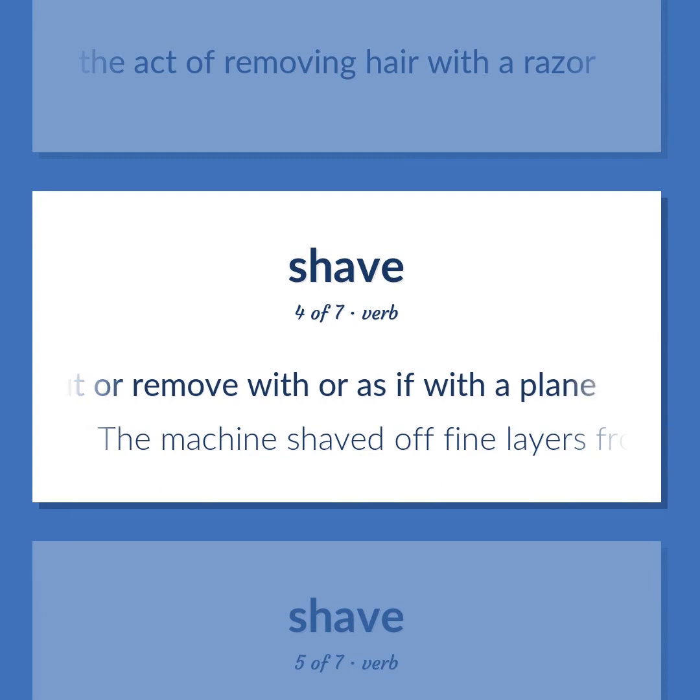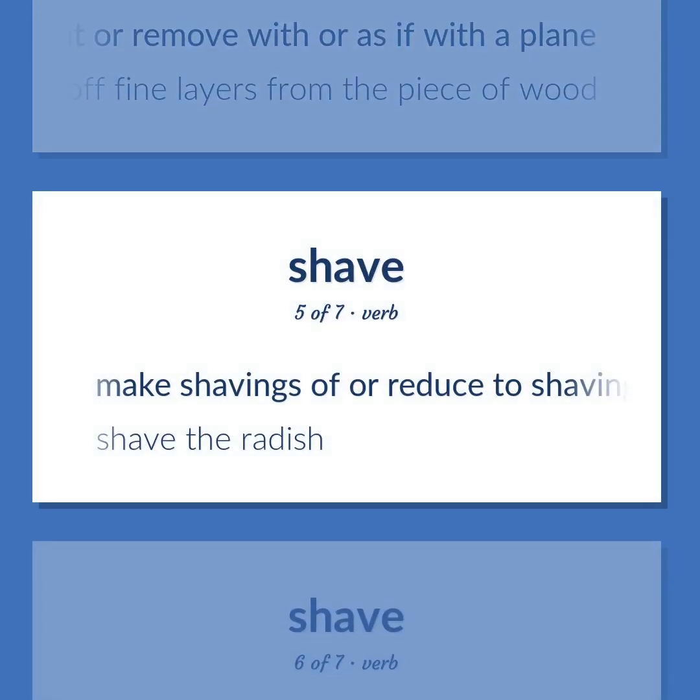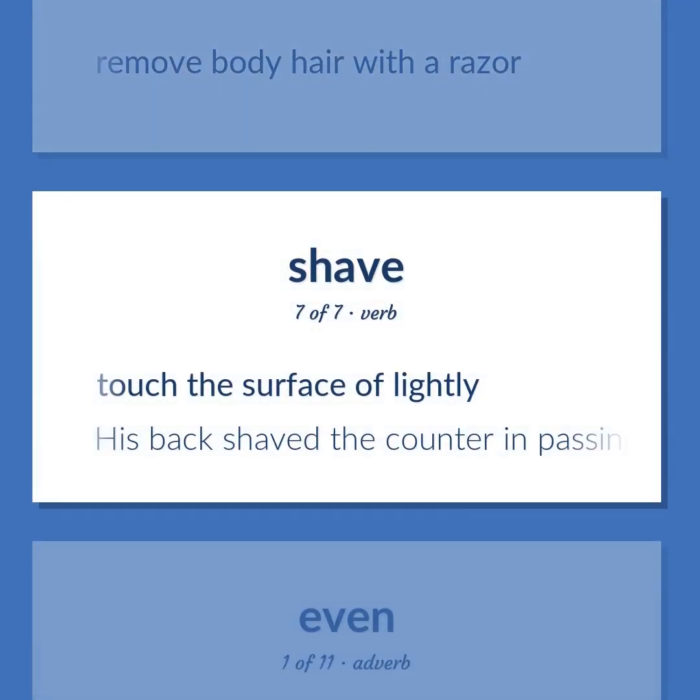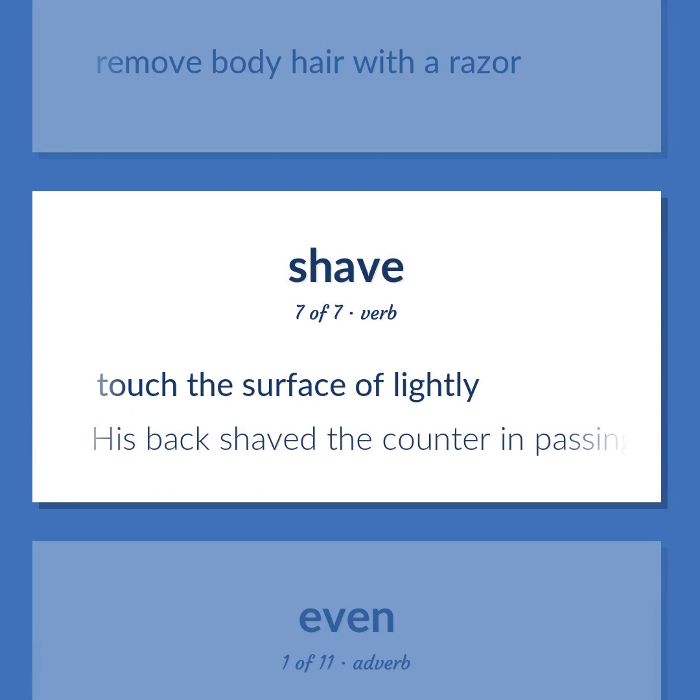The machine shaved off fine layers from the piece of wood. Make shavings of or reduce to shavings. Shave the radish. Remove body hair with a razor. Touch the surface of lightly. His back shaved the counter in passing.